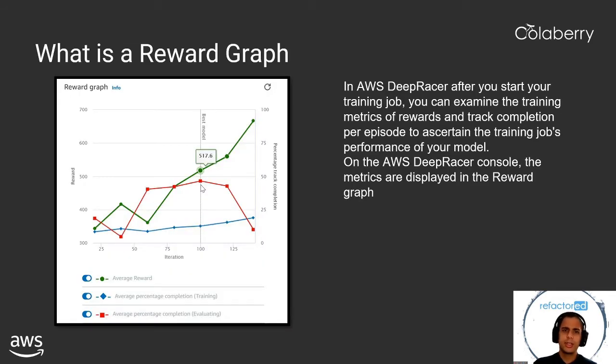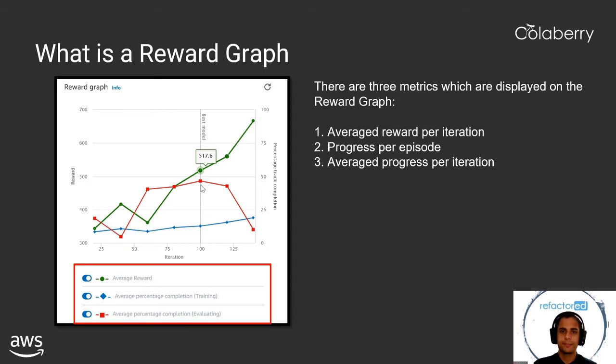In AWS DeepRacer, after you start training the model, you can examine the training metrics of the reward and track completion per episode to determine the training job's performance of your model. On the AWS DeepRacer console, the metrics are displayed in the reward graph. There are three metrics which are displayed on the reward graph. First, the average reward per iteration. Second, progress per episode. And third, average progress per iteration.